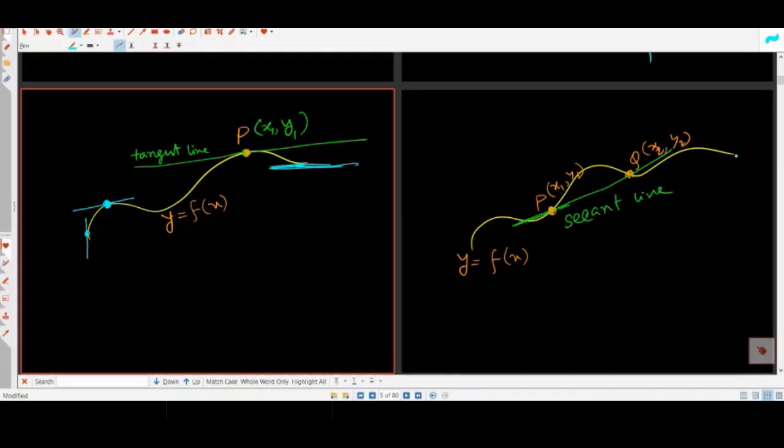Suppose for this curve y equals f of x, we have two points P and Q. By joining P and Q, we have found a line. That straight line is called the secant line. We can think about a tangent line here also because this line is touching the curve at a single point. So now we can understand that a tangent line always touches any curve at a single point. A secant line touches two points. So why do we need the secant line and tangent line concept?